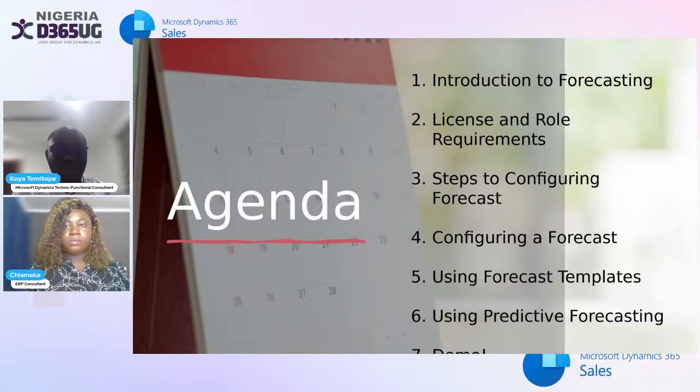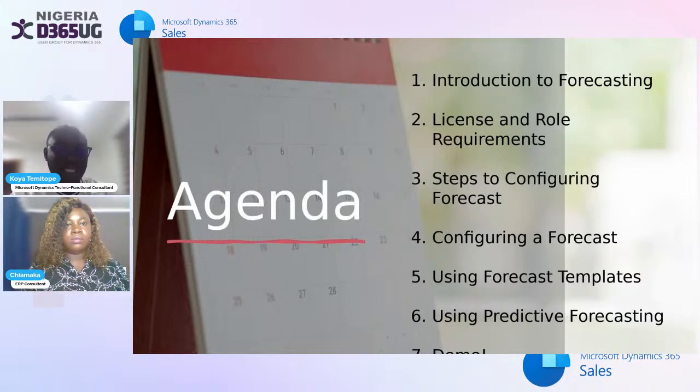Okay. So for the agenda today, we'll do some brief introduction. Chamaka has told us what our experience has been from people's demand and expectation of what a forecast should be, right? So we'll be going through introduction. We'll talk about what are the requirements from a licensing standpoint, from a role, because Dynamics is a role-centric application.